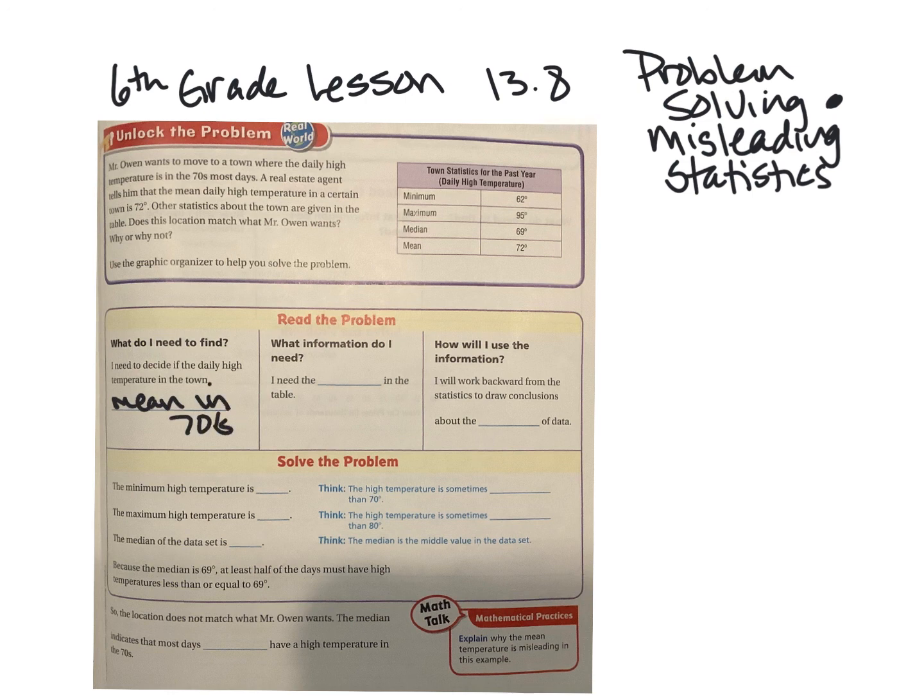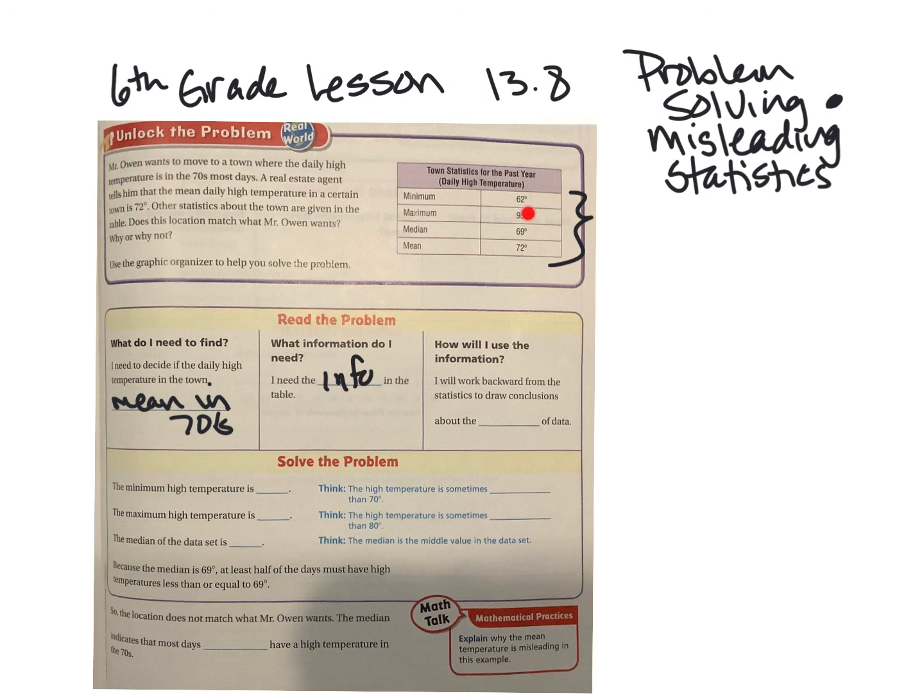What information do I need? I need the information in the table. Over here in the table, they tell me the minimum temperature in the past year was 62 degrees. The maximum temperature, 95 degrees. That's a lot more than the 70 degrees that Mr. Owen was hoping for. For us here where I live, that's a nice cool day when we're sitting at 115 to 120 in the summertime. But for Mr. Owen wanting a 70-degree temperature, 95 is high.